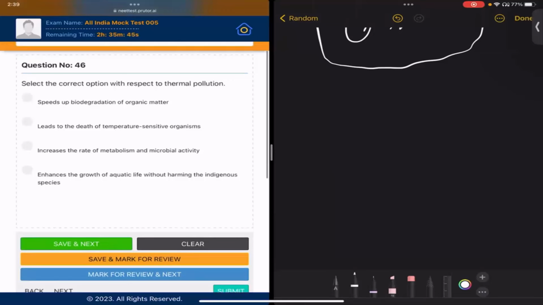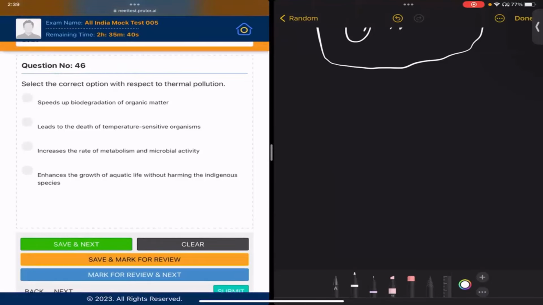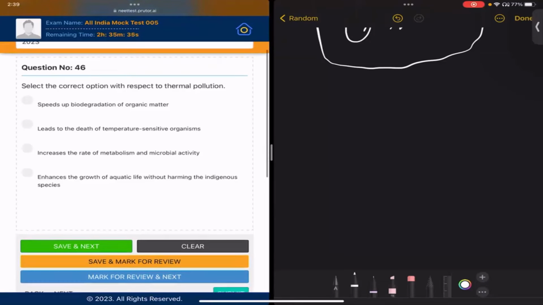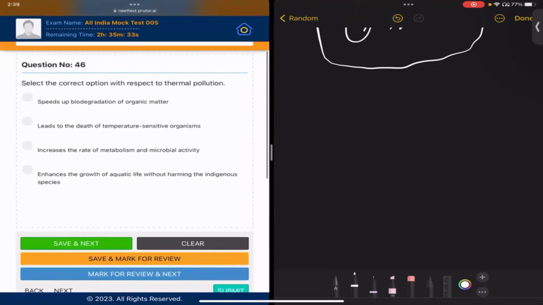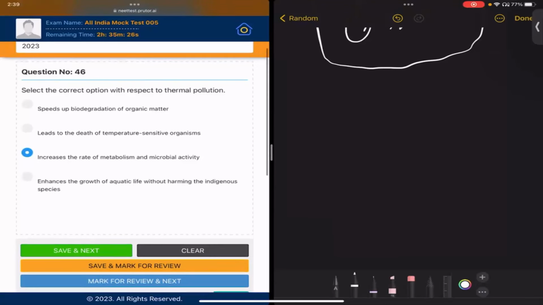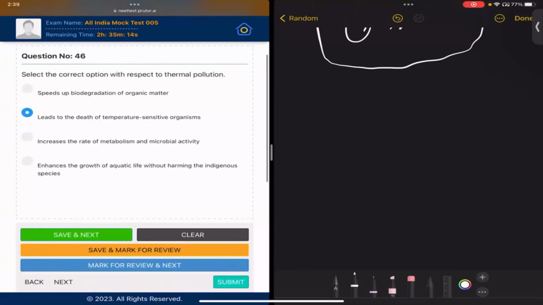Select the correct option with respect to thermal pollution. Speeds up degradation of organic material. This is the death of temperature sensitive organisms. Increases the rate of metabolism and microbial activity. This is correct. Enhance the growth of aquatic life without harming them. No, it harms the indigenous species. And it does lead to the death of temperature sensitive organisms. Increases the rate of metabolism is correct, but we are talking about pollution, so we will mainly look at the negative impact.